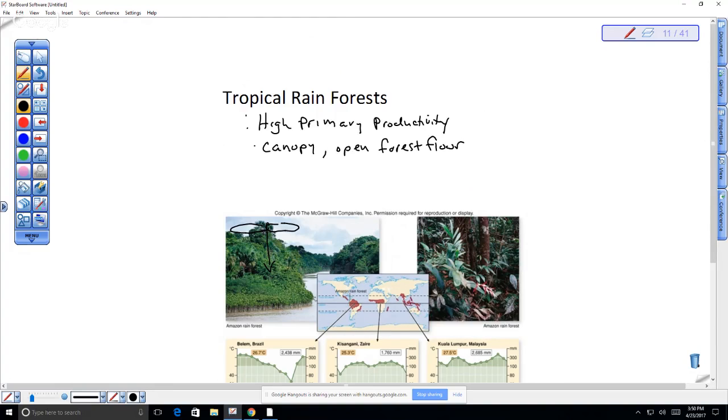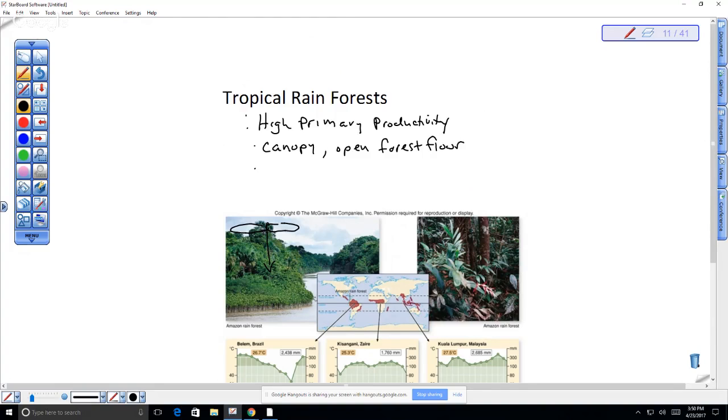This might not be the case near a trail or a road, however, because when we create a road, that changes the light conditions. And so near roads, tropical rainforests might have very dense undergrowth, but if you walk in far enough, then it kind of opens up and it is not as dense underneath.